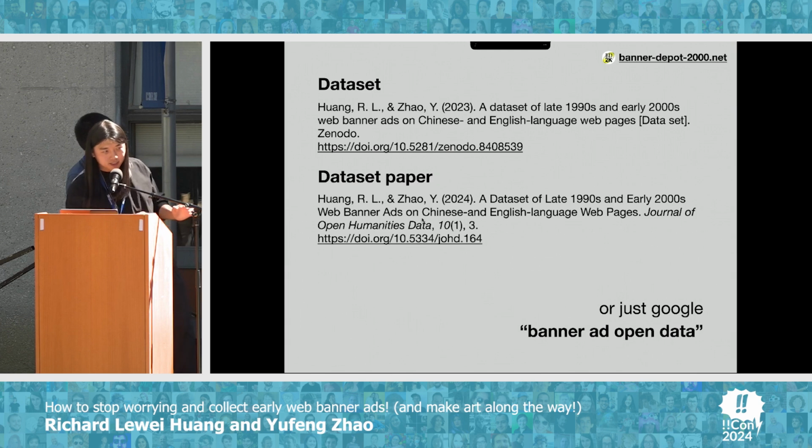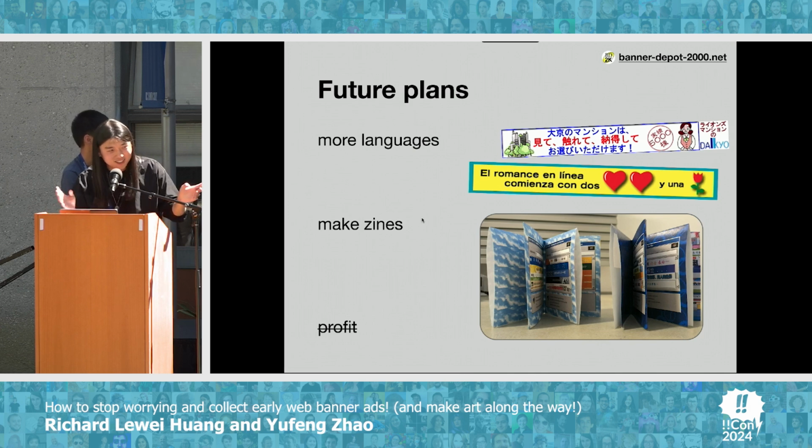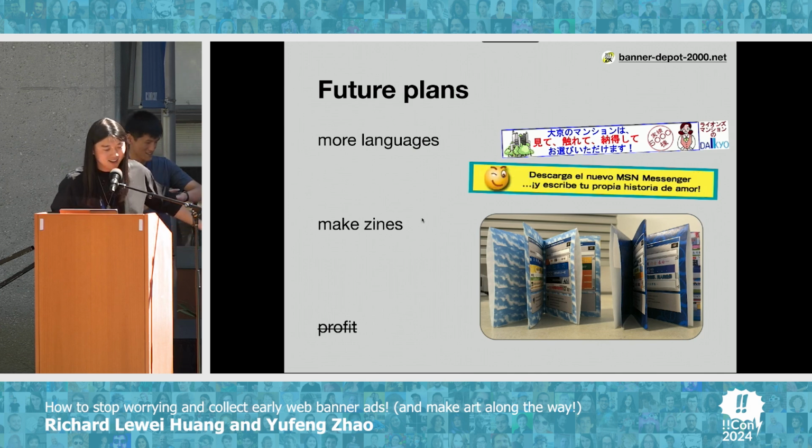And also we publish the data openly on the internet in a journal, the Journal of Open Humanities Data. In case you're interested in doing something with the data set, you're more than welcome. If you don't remember the URLs, you can just Google banner ad open data. That'll be the easiest. And our future steps are definitely supporting more languages, and making zines because we have so much good content, but we're not good at printing and binding stuff, so we're not doing that yet. And profit, of course, last step.